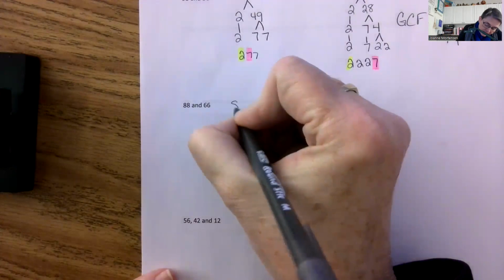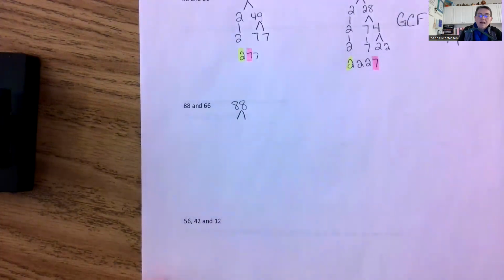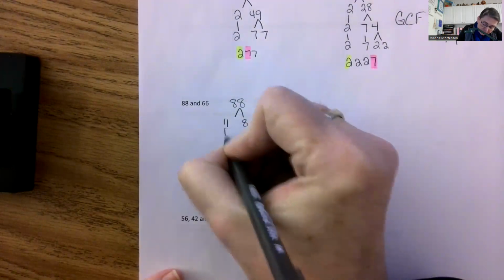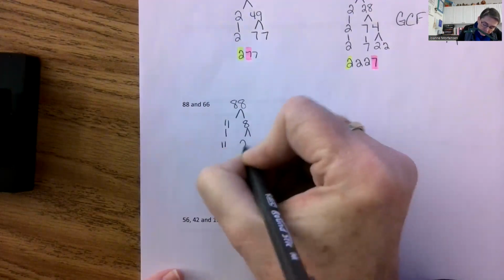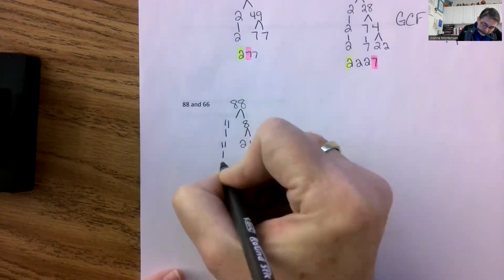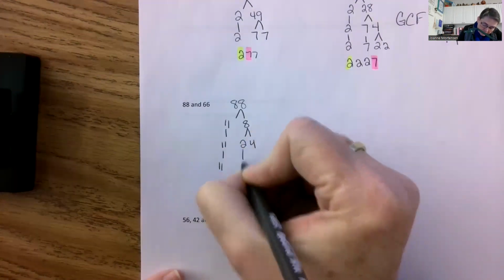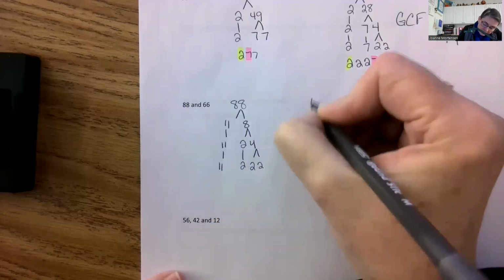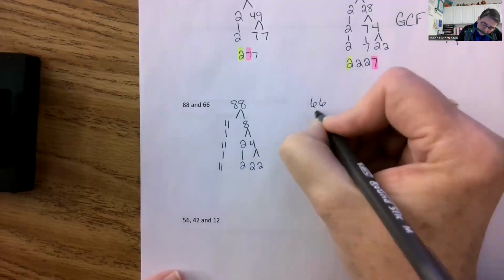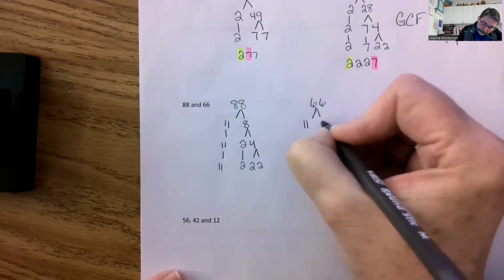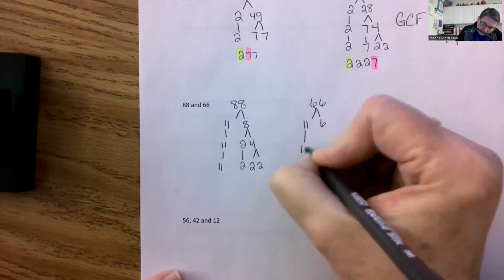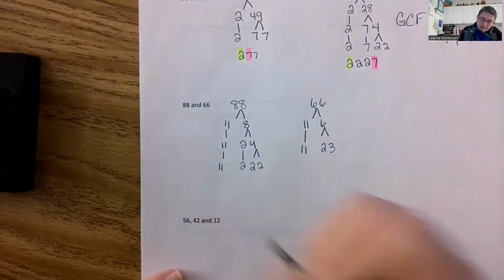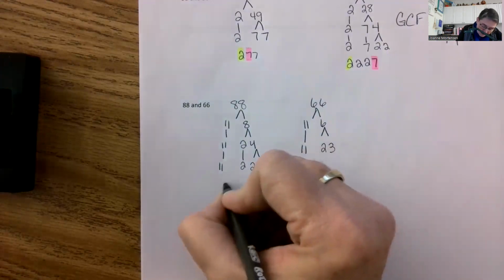Okay. 88 and 66. Well, I know any double number is a multiple of 11. So it's 11 times 8, 2 times 4. 11 and 2 and 2 and 2. And 66 is 11 times 6, so the 11 comes down. And this is 2 times 3. Put it in order.